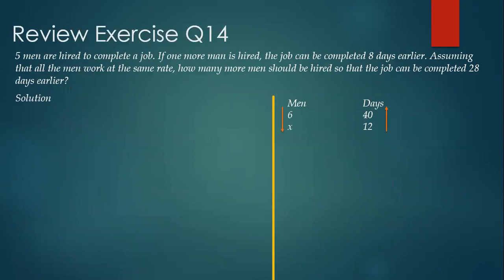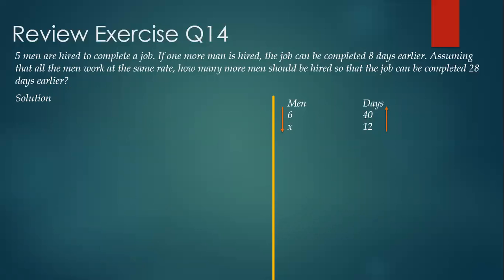Let's solve the second question. 5 men are hired to complete a job. If one more man is hired, the job can be completed 8 days earlier. Assuming that all the men work at the same rate, how many more men should be hired so that the job can be completed 28 days earlier?